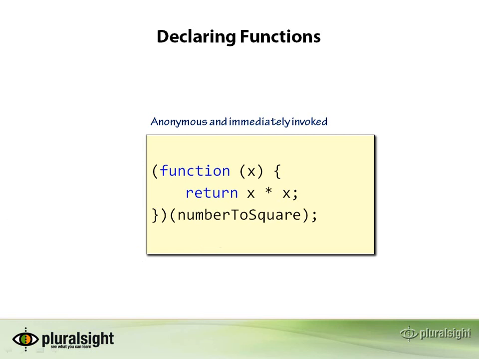The benefits of doing this is that because the function is declared and immediately invoked and never assigned to a variable, it has no effect on the outer scope. So there's no namespace pollution occurring here. The other benefit is that it provides a technique for aliasing variable names. So you can see in this example that within the function the variable name is x, but outside of the function it's referred to as number2square.